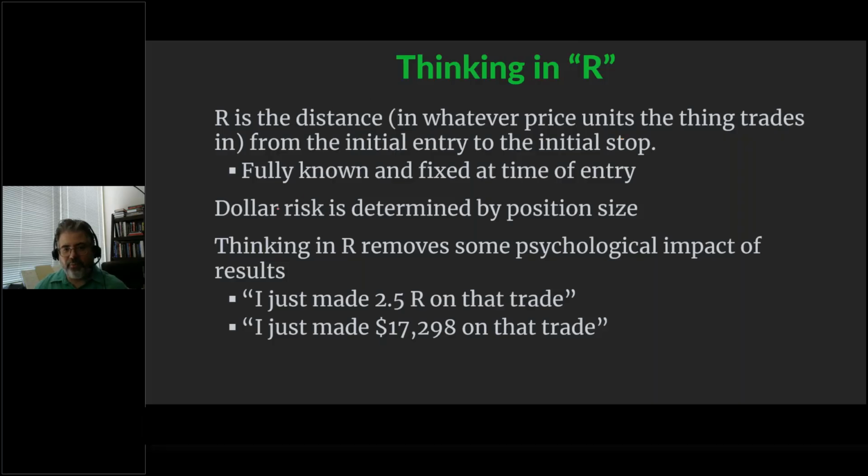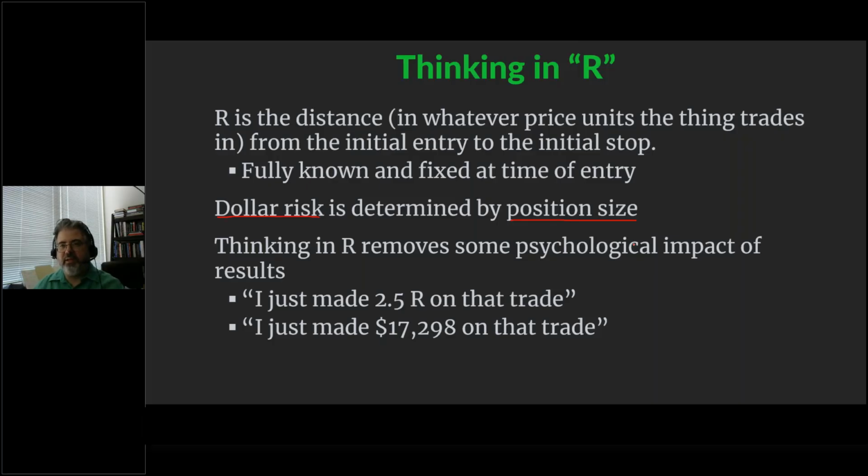And then the dollar risk. So this is where people get a little bit confused. R is the distance from the entry to the stop on the chart. Think about it like that. And then you get to choose how many dollars you lose by how big you trade. And then that dollar risk is the thing that you normalize for each trade.